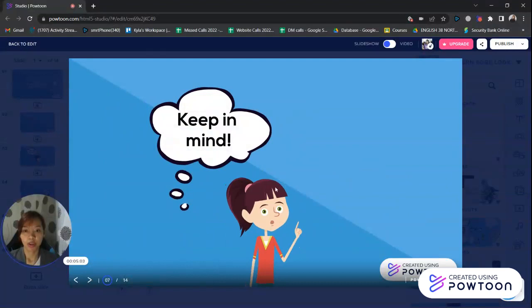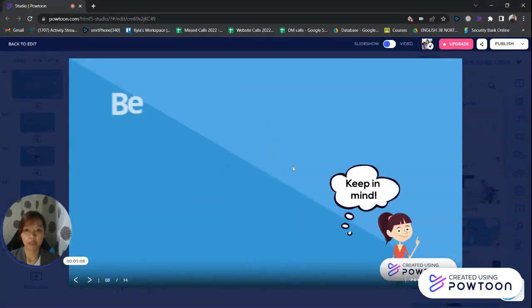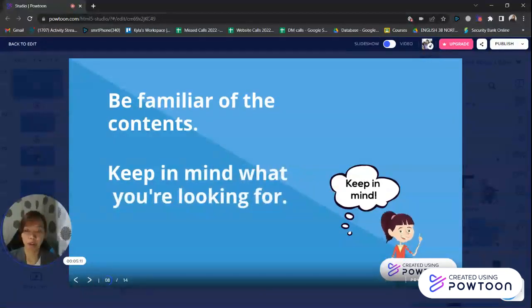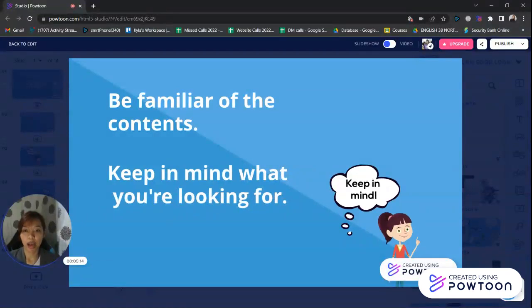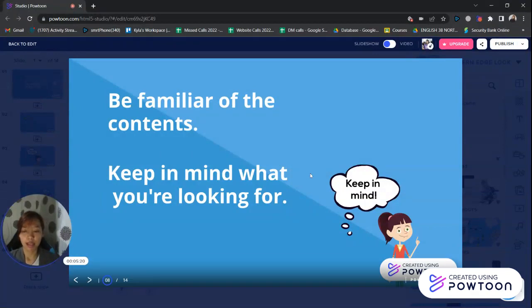Just keep in mind these things. We have to always be familiar with the contents, and we have to keep in mind what we are looking for, because it's tough to find specific information if we are not familiar with the contents of a specific subject. For example, there's a novel that you want to read, but you are looking for specific information, such as the specific place where that novel, or that article, happened.